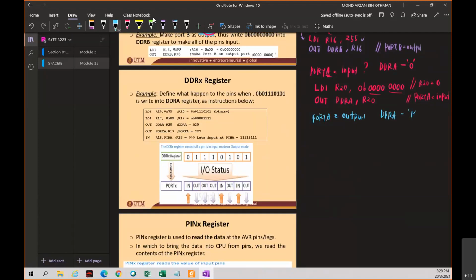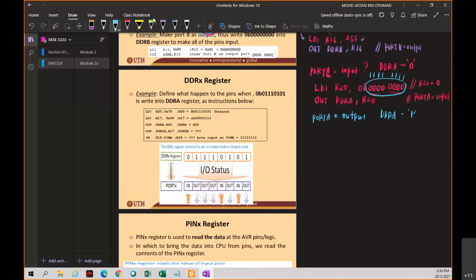Okay, so what happen here? Yang kat sini, 00 ni kamu gantikanlah dengan 1111 1111. So automatic port A jadi output port. Okay, boleh Nazra? Okay, terima kasih. Okay, sama.